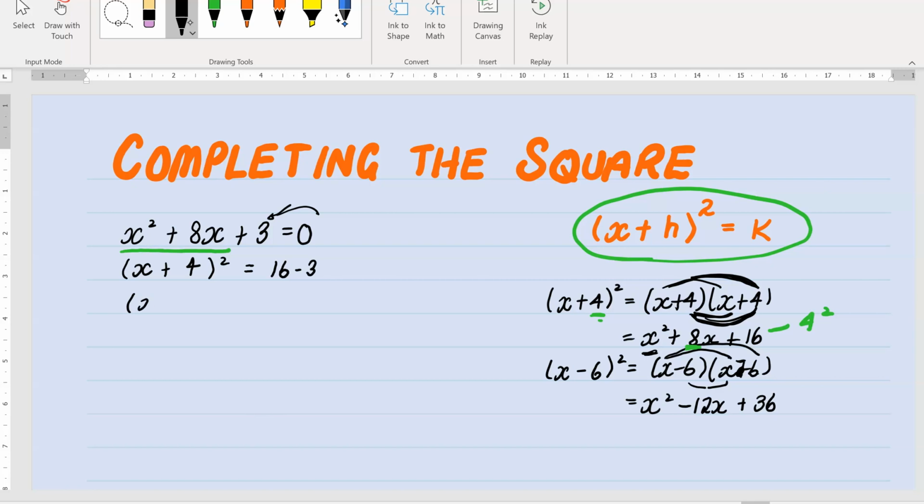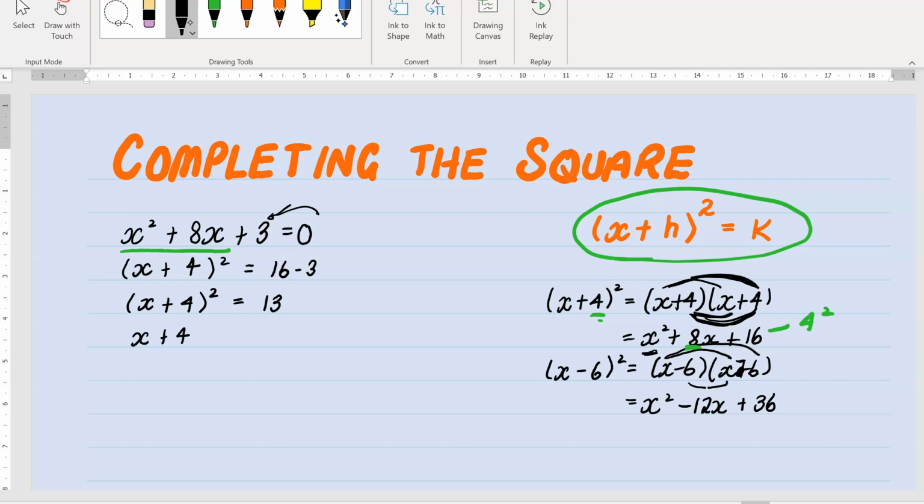Now it's just a matter of tidying things up. The left-hand side stays the same, but the right-hand side is now 16 take 3. Last time I checked, that's 13. We're trying to get x by itself here. If I read this, it's x plus 4 squared, so the last thing I said was the squared, so that's what we're going to undo.